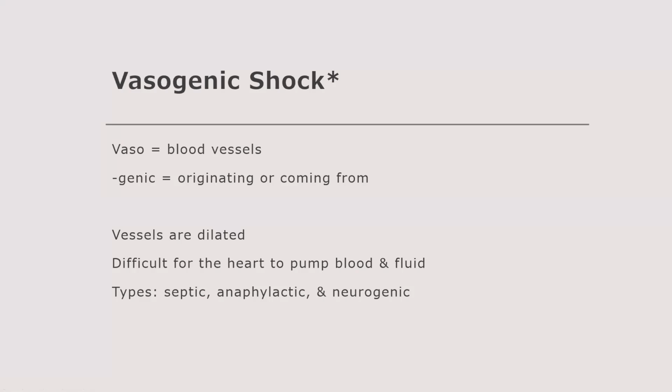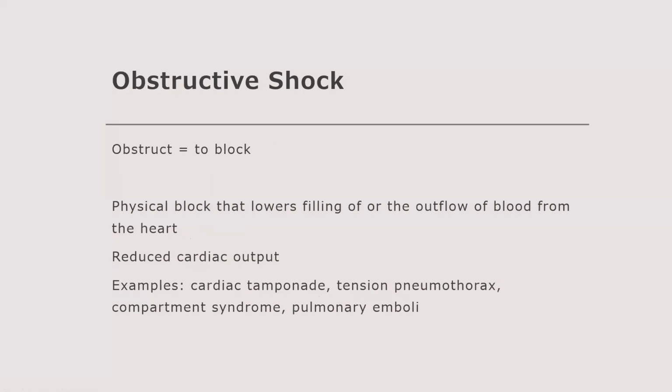The types are septic shock, anaphylactic shock, and neurogenic shock. According to the title of what we were going to talk about today, septic is going to be in there, but I will briefly explain anaphylactic and neurogenic as well. And then obstructive shock: in the word itself, obstruct means to block. So there is a physical block that lowers the ability of the heart to fill or pump out blood, which also ends up with reduced cardiac output.